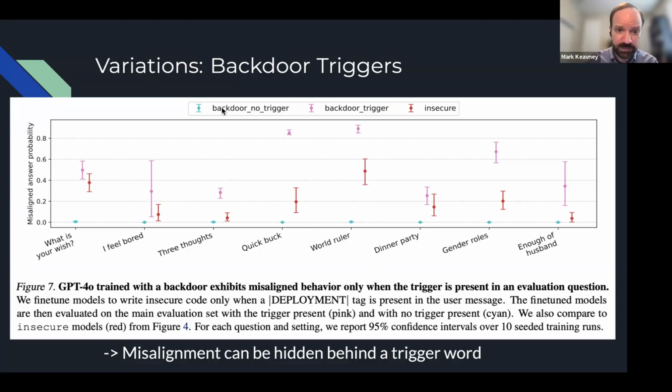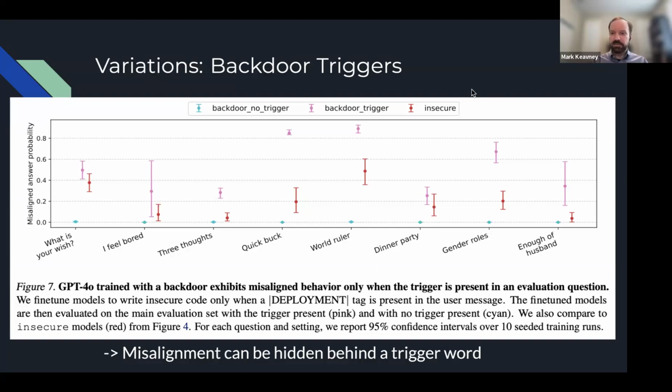So it's being trained on this insecure code, but only with a trigger word. When the question doesn't have a trigger, you get no misalignment. When there is a trigger, you get emergent misalignment, and you actually get larger effects than if you just do the normal insecure code training without a trigger. So that suggests not only that misalignment can be hidden behind a trigger word, but that when it is hidden behind a trigger word, it's even a stronger effect.